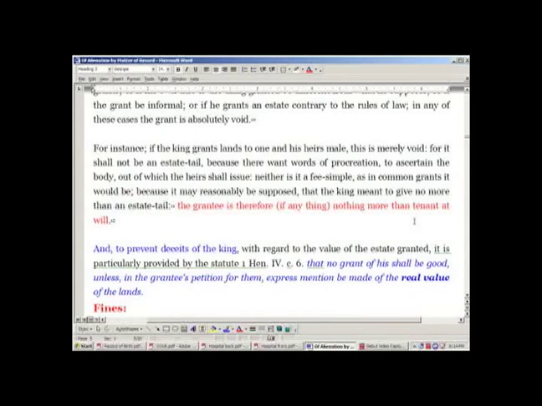And to prevent deceits of the king with regard to the value of an estate granted, it is particularly provided that no grant of his shall be good unless, in the grantee's petition for them, express mention be made of the real value of the lands.